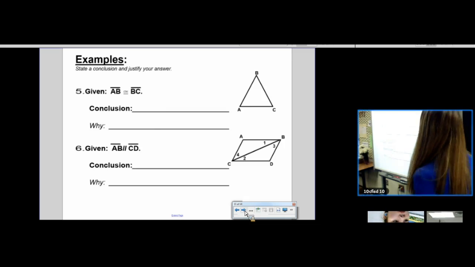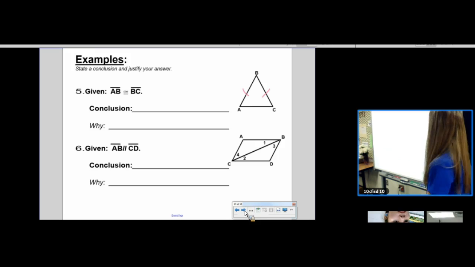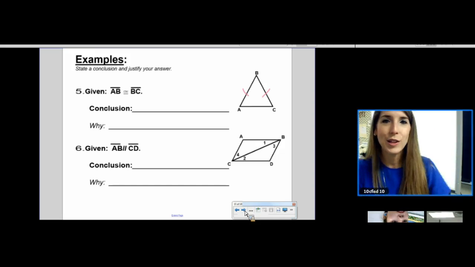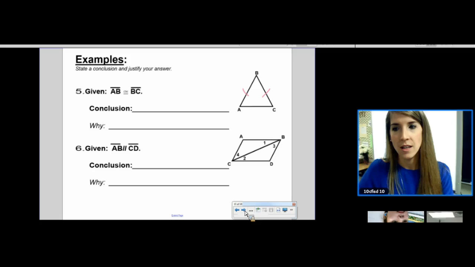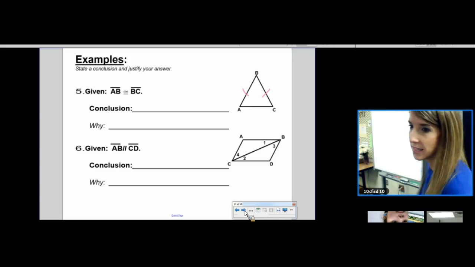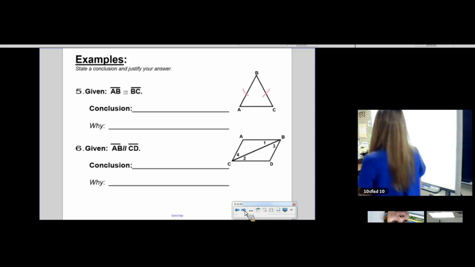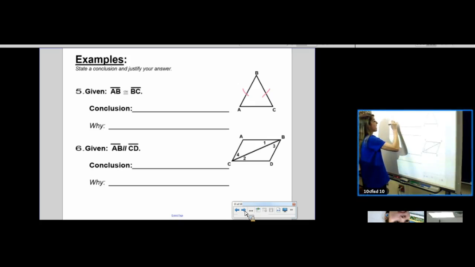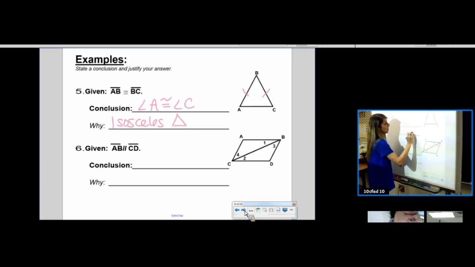Given segment AB is congruent to segment BC, what would I conclude? How would I go further? There's two good answers to this one. I'm going to go with this answer, but I know what your other answer could have been. I'm going to go further, and I'm going to say that angle A is congruent to angle C. What allows me to say that? It's the isosceles triangle theorem.